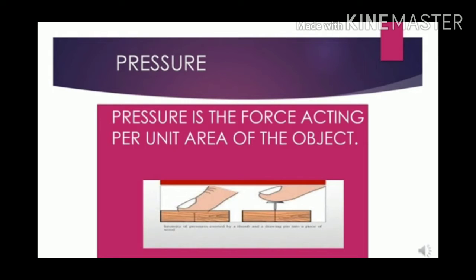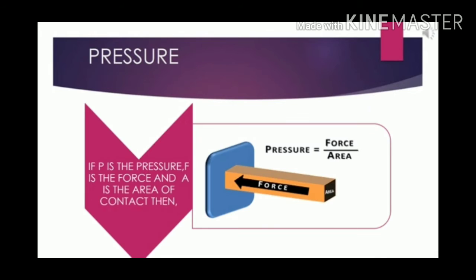So students, pressure is defined as the force acting per unit area of the object. You can see this with the help of this diagram. In this diagram, we can see the pressure applied on an object, and mathematically pressure is defined as force per unit area. Here P is pressure, F is force and A denotes the surface area of an object.